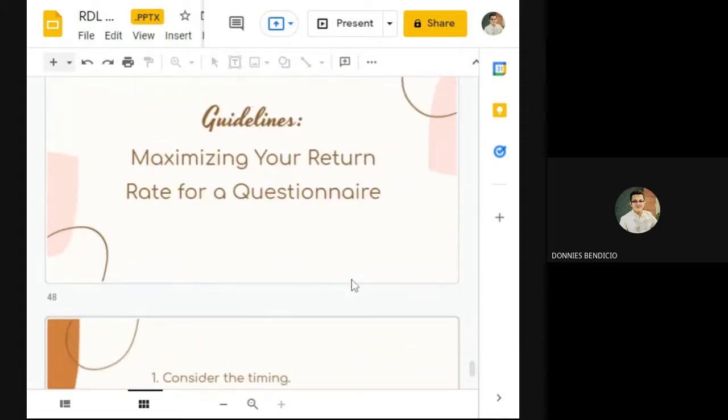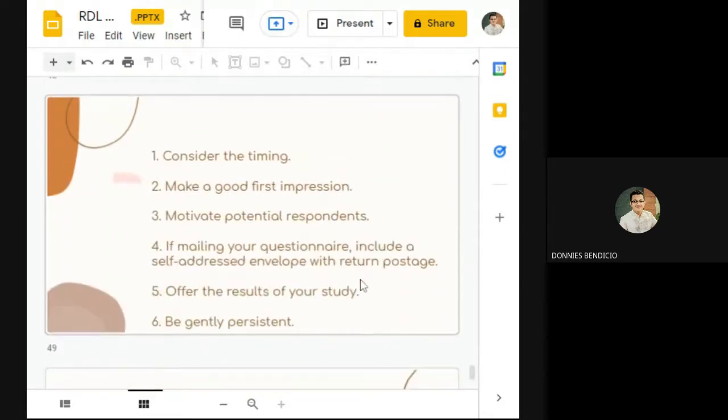So for the guidelines, we have to maximize the return rate of the questionnaire. So consider the timing. So halimbawa, ang target respondent ninyo is mga estudyante, tapos midterm week nila o kaya kasagsagan ng midterm nila. Huwag kayong magpapasagot ng ganung oras siguro. After a midterm o kaya naman prior sa midterm week nila, makapagbigay na kagad kayo ng questionnaire. So make a good first impression. Okay, so dapat magalang kayo kapag kayo ay manghihingi ng mga responses nila.